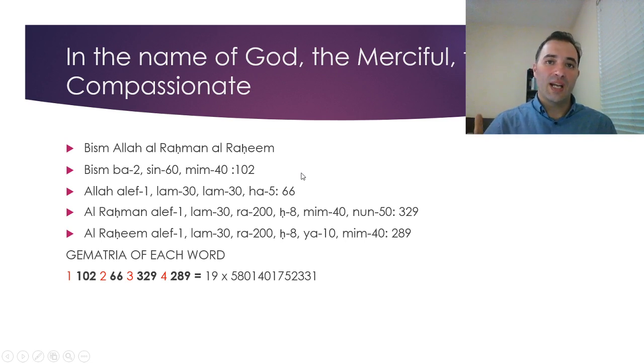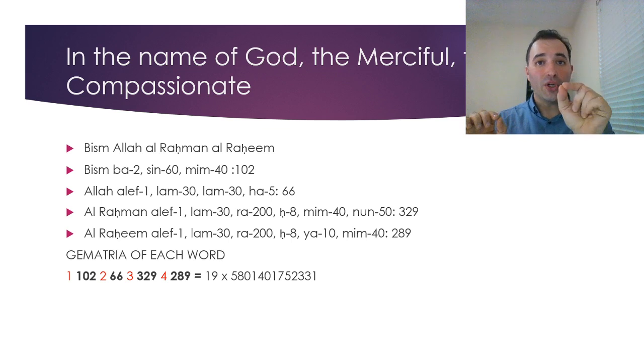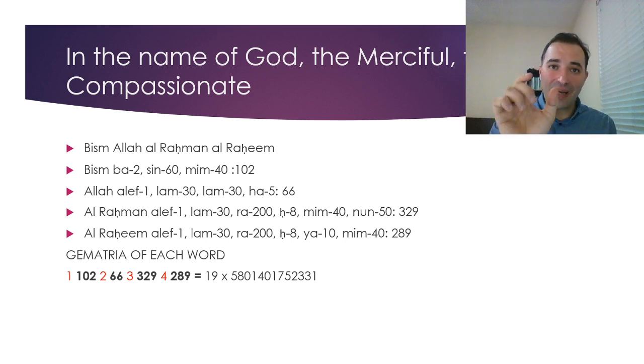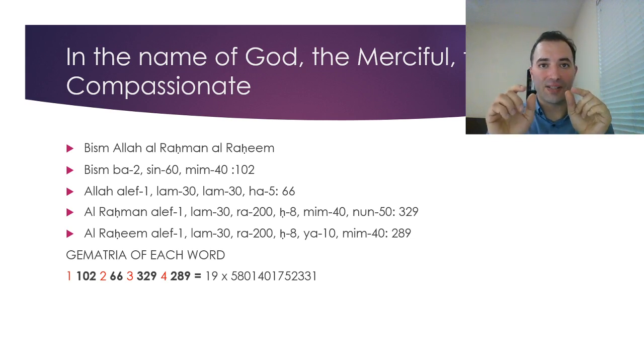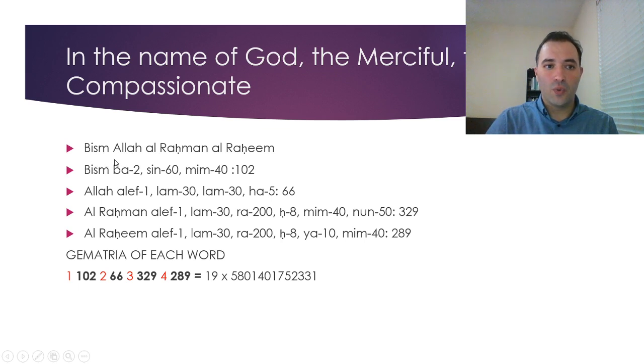Now, instead of putting the number of letters of each word, we're going to put the gematria, the total of gematria of those letters. This word total is 102. The second word is 66. The third word 329, and the fourth word is 289. This number, you can use the calculator, can exactly be divided by 19, and you're going to have this number without any decimals. In the name of God, the merciful, the compassionate. What a mathematical word. Let's continue deeper, deeper, deeper.